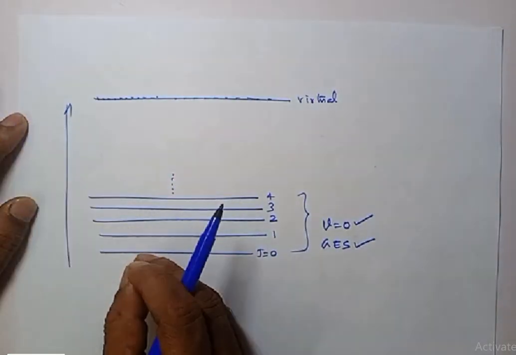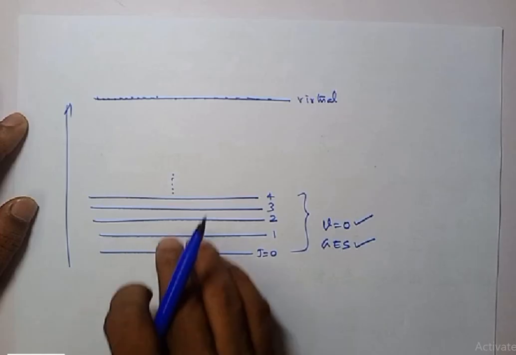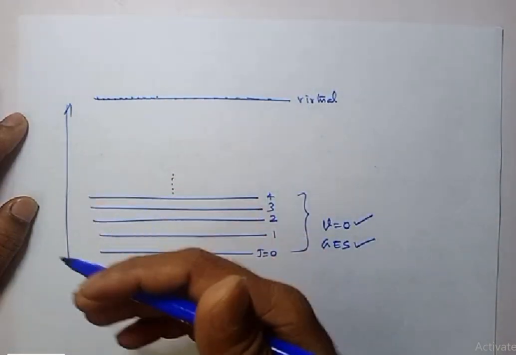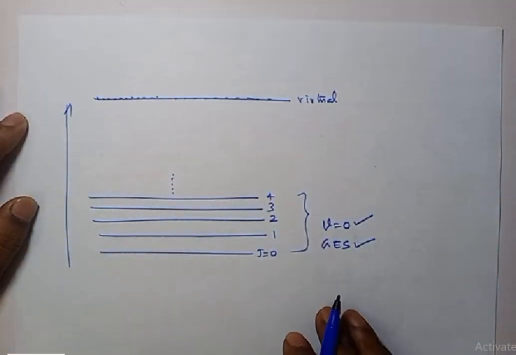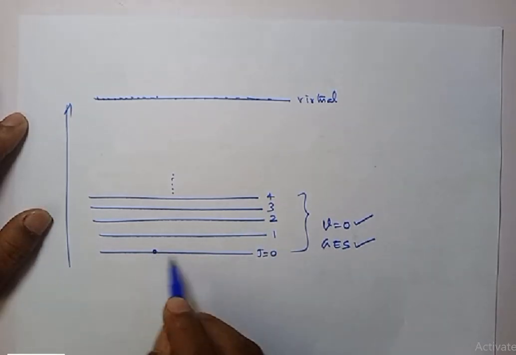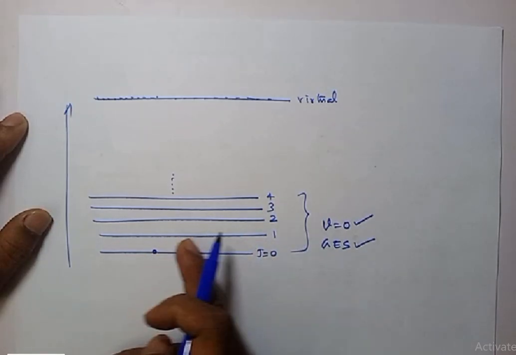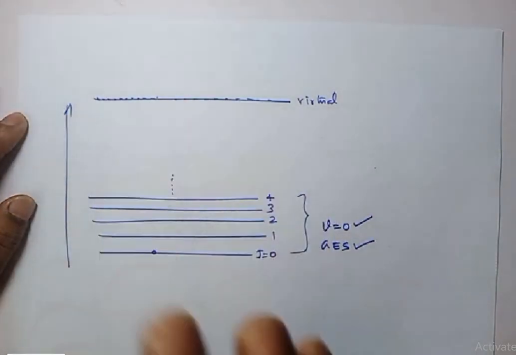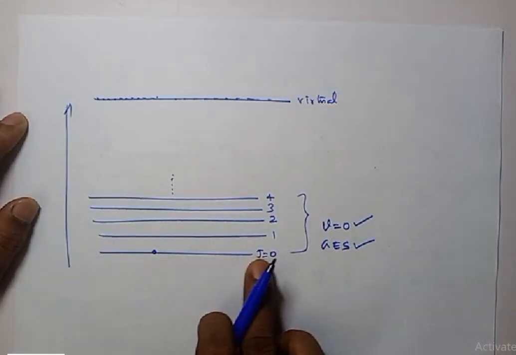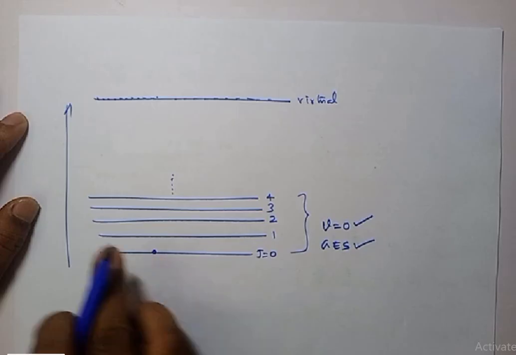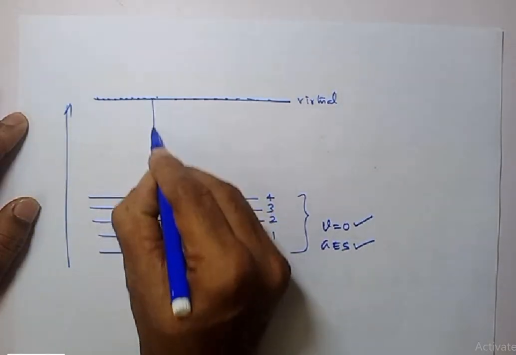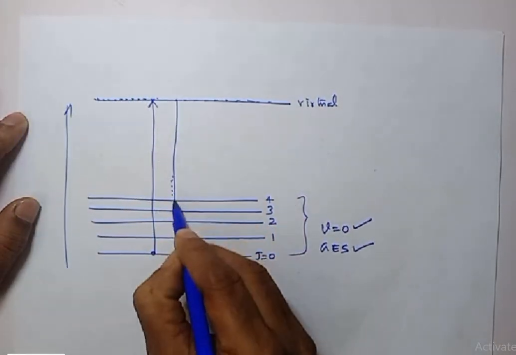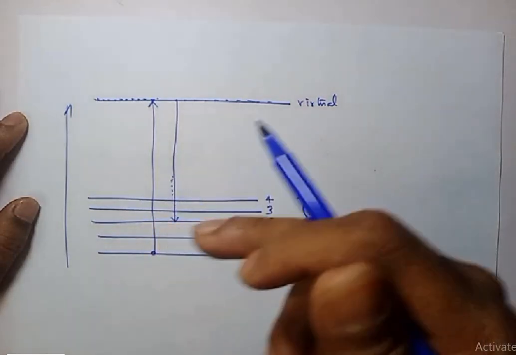What happens when the molecule absorbs? You know very well, in rotational levels, populations are almost high, even at higher rotational levels. So molecules are present in the J equal to 0 level, J equal to 1 level, J equal to 2 level. Almost all rotational levels are highly populated. When a molecule present in the J equal to 0 level absorbs a photon, it goes to the virtual state. That's the first step. Then it returns back and stays at the J equal to 2 level.